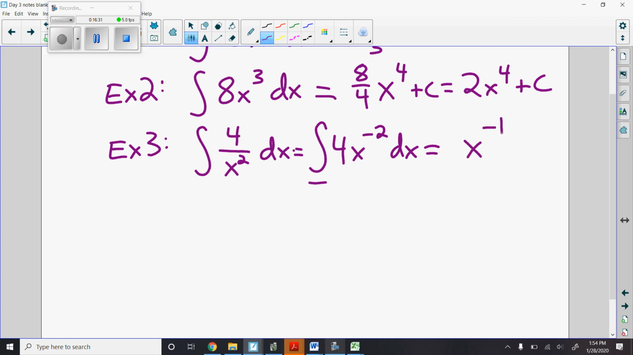And whenever I write this, I leave myself some space here for my coefficients. And now I have to do 4 divided by my new exponent. My new exponent is negative 1. So I have to do 4 divided by negative 1. In my head, that's going to reduce to negative 4. And again, do the derivative to make sure it works. The derivative, I'd take negative 1 times negative 4 to get positive 4 x to the negative 2, which is the same thing as 4 over x squared. All right, one more example for you.